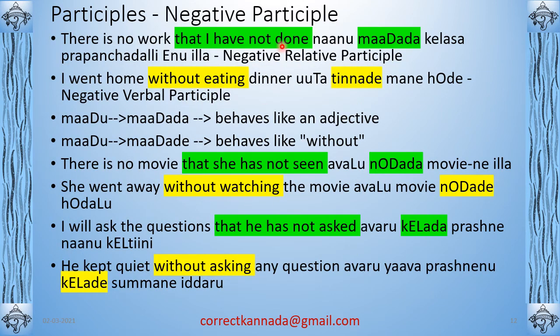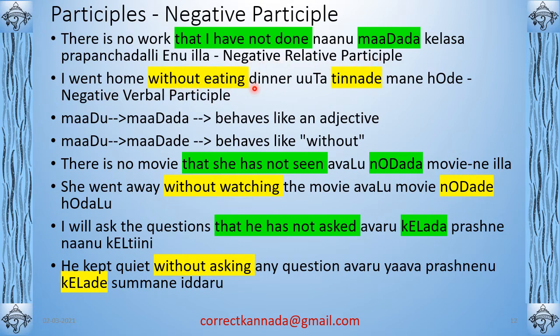Okay, then we have this concept of negative participle. See, there is no work that I have not done. ನಾನು ಮಾಡದ ಕೆಲಸ ಪ್ರಪಂಚದಲ್ಲಿ ಏನೂ ಇಲ್ಲ. Prapancha means world. There is no work that I have not done in the world. Okay, so this is the concept of negative relative participle.